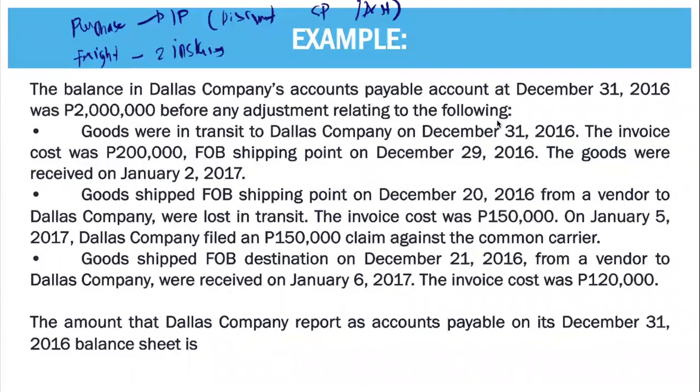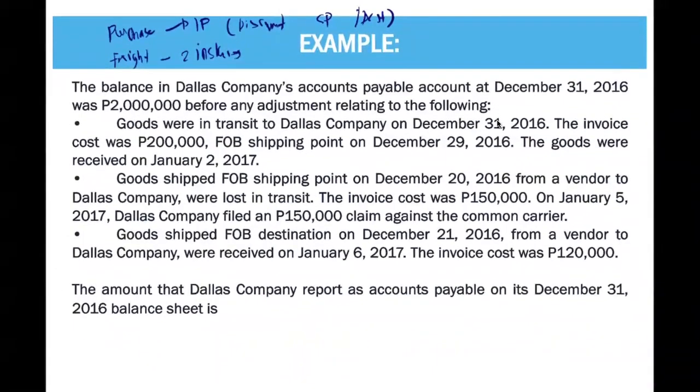The balance in Dallas Company's accounts payable account at December 31, 2016 was 2 million before adjustment. Okay, the first one, goods were in transit to Dallas Company. The invoice was 200,000 FOB shipping point. If it is FOB shipping point, it increases your accounts payable upon shipment. Okay. When is it shipped? December 29, 2016. So since FOB shipping point increases your accounts payable, you need to add this one. You add 200,000. Clear? Next one.